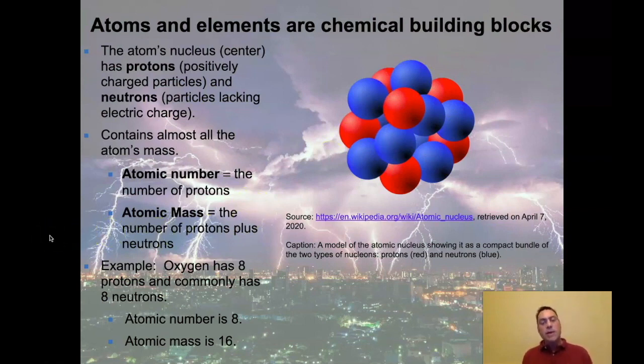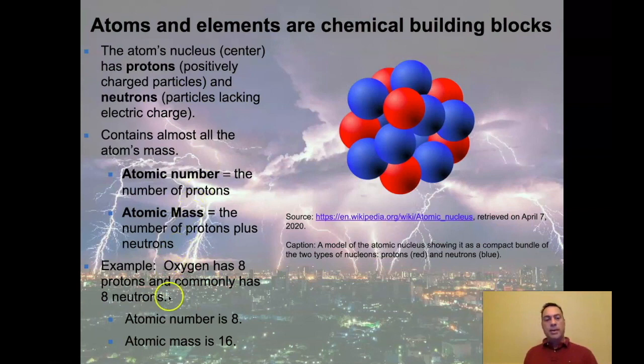All right, so oxygen has 8 protons, so it would have an atomic number of 8. And it commonly has 8 neutrons. Not always, but commonly does. So 8 plus 8 is 16, so the atomic mass is 16. And that's how that works.